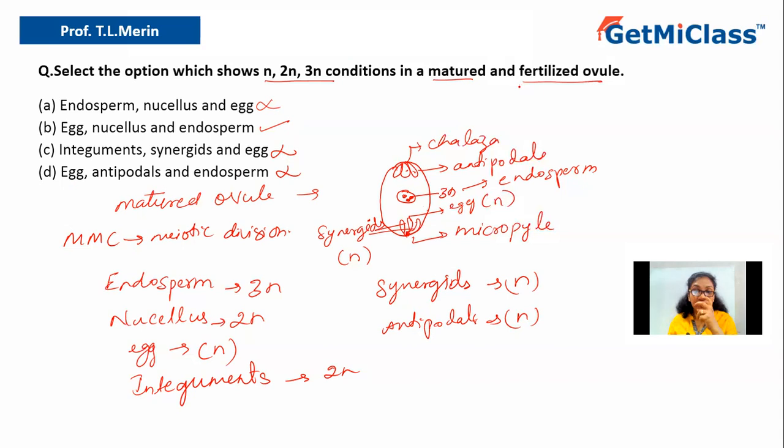Here when they're saying fertilized ovule, they're not saying that both the egg and the endosperm are fertilized. So we have to look at the options correctly and give the perfect answer. Based on our explanation, the perfect answer for this will be option B. So let us conclude. The answer is option B. That is, egg is haploid, nucellus is diploid, endosperm is triploid. I hope you understood the explanation. Thank you, everyone.